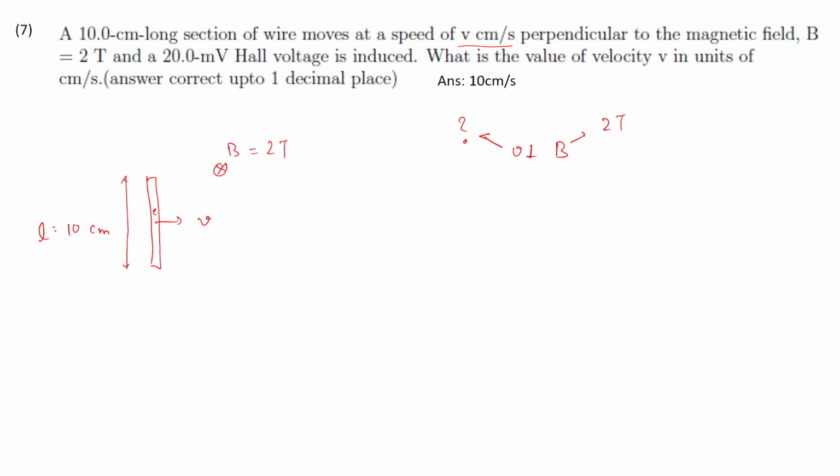Then what will happen? The electron here will experience a force due to the magnetic field, or the Lorentz force, which will be e v cross B, or if you want to just calculate the magnitude, it will be e v B, and so this electron will experience a force in this direction. So electrons will get accumulated here, and here you will get some plus charge, and if you connect it to some potentiometer, you will see some readings here.